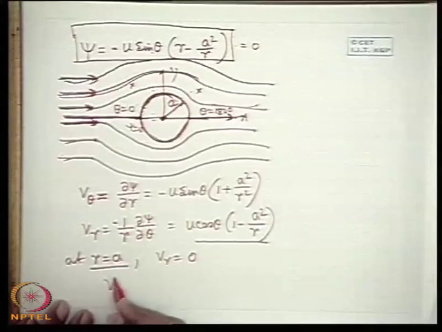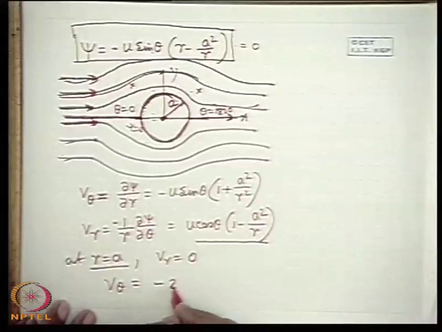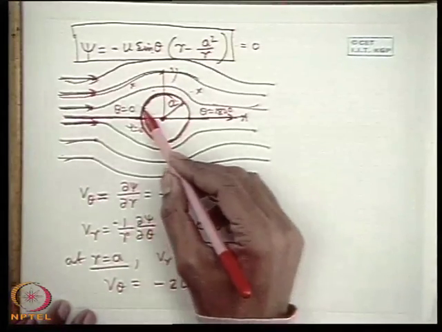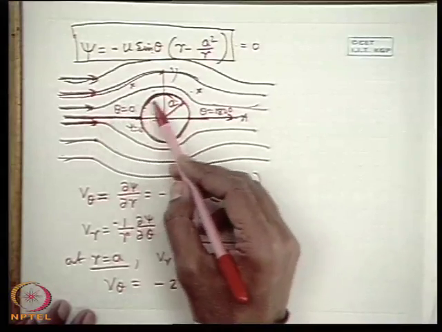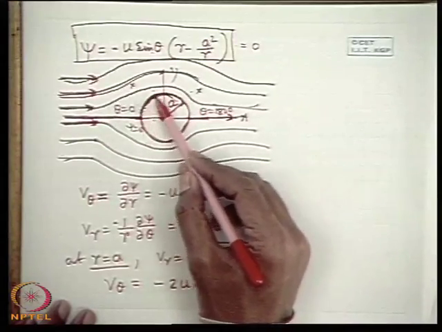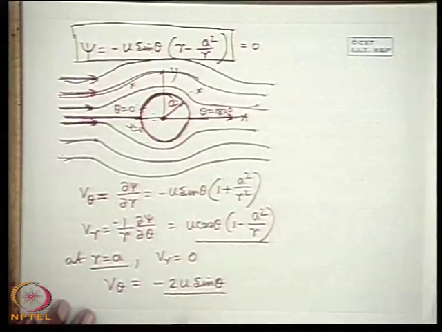Whereas V theta at r equal to a, if you put it there, we get minus 2u sin theta. So there is a tangential velocity. So the no slip condition will not prevail here because the fluid is ideal, there is no viscosity. So fluid slips or flows past the cylinder in a direction along the surface of the cylinder. So it is minus 2u sin theta.